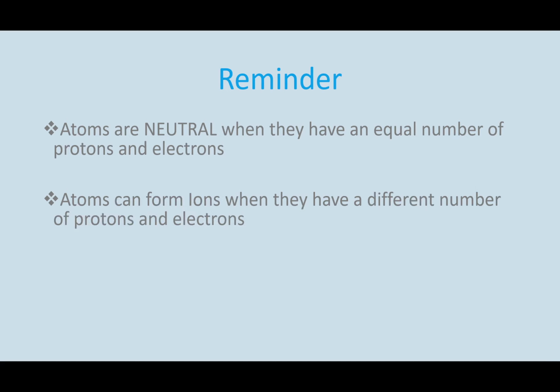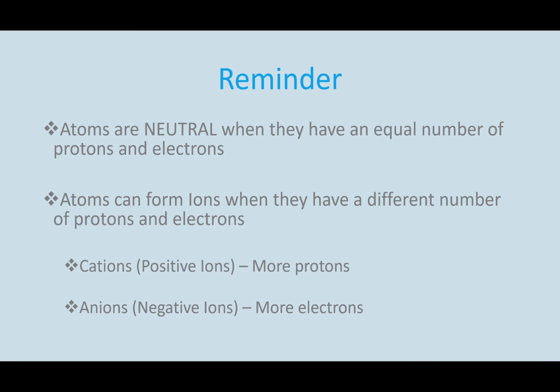Atoms can form ions when they have a different number of protons and electrons, so they're no longer neutral. We have to remember that cations, or positive ions, have more protons than electrons because we have a positive charge, and anions are negative ions, which means there are more electrons in the atom, because those negative charges overpower the positive ones. And we should remember again that most metals form cations, or positive ions, and most nonmetals form anions, or negative ions.